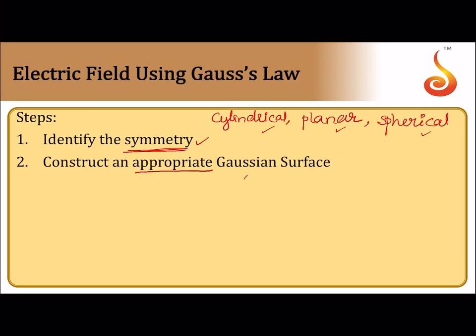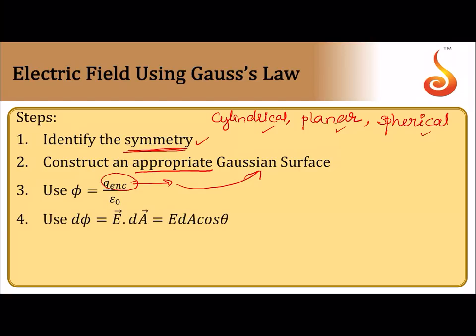So the second step is to construct an appropriate Gaussian surface. What is the third step? Third step is to use Gauss law. What is Gauss law? Flux is equal to net charge divided by epsilon naught, or Q enclosed divided by epsilon naught. So now the key step is to find out what is the charge inside this Gaussian surface. So you need to calculate that. How much charge is enclosed inside the Gaussian surface needs to be calculated.